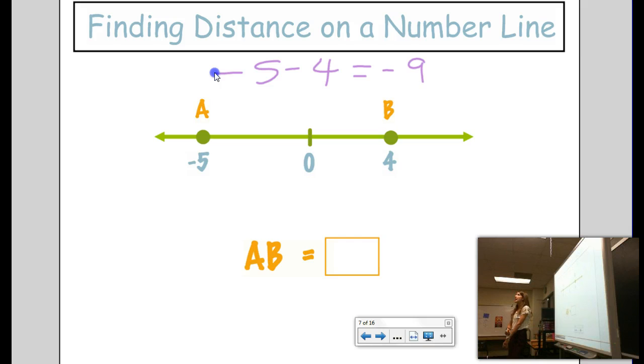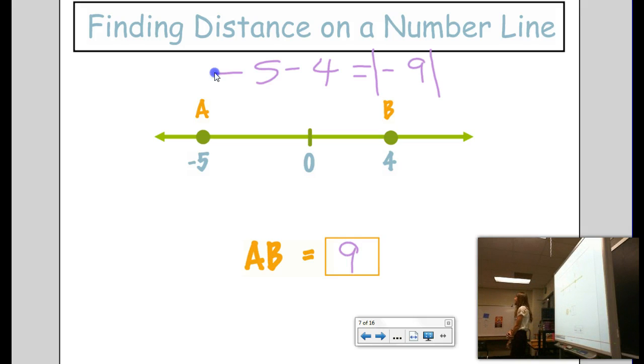Now, let me ask a question real quick. Can distance be negative? Like, can length be negative? The length of your arm is -9. Can length be negative? No. So what would we need to do to this number? We just make it positive. That's actually called taking the absolute value, even though you don't really need to know that. Have you heard that term before? Yep. Absolute value. So the absolute value of -9 is 9. You just take the negative off. So the distance from A to B is 9.